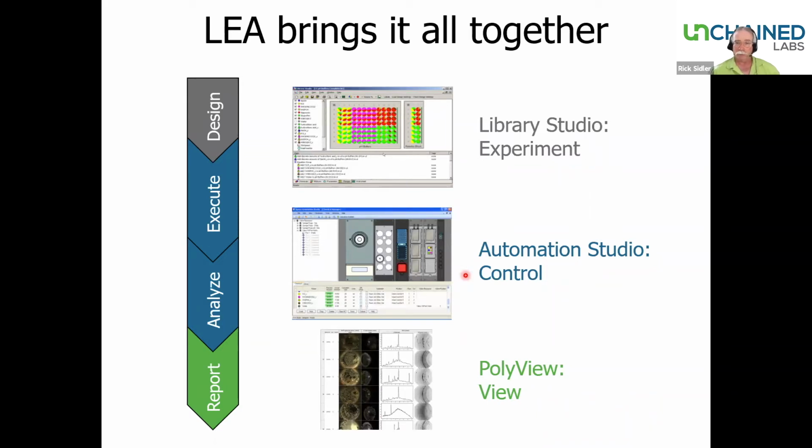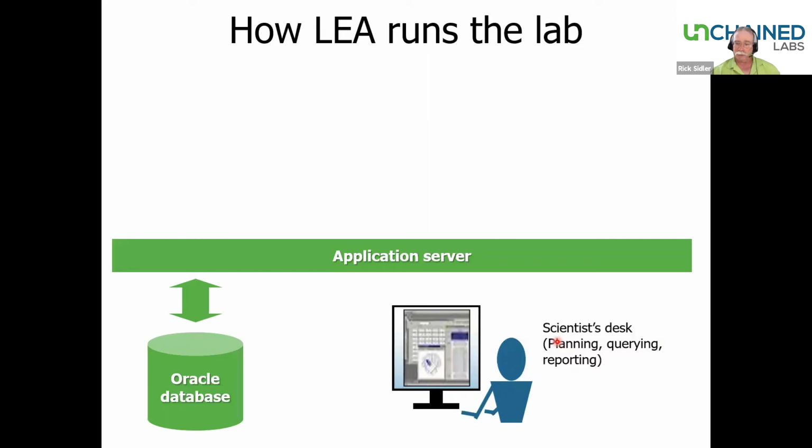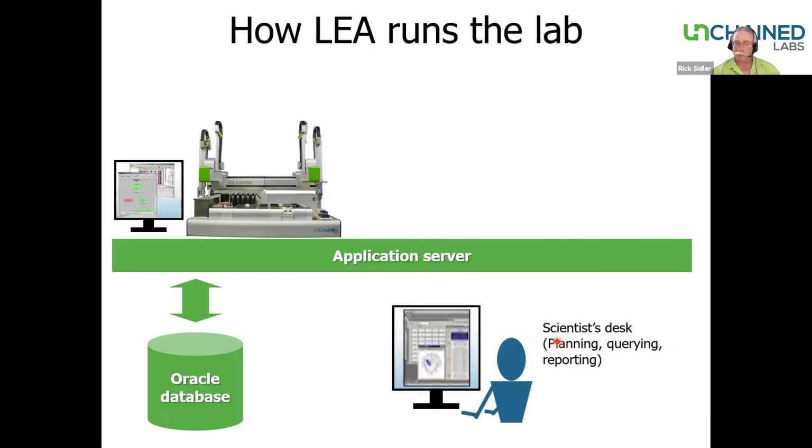All of that data can be pulled into a common database or repository so that we can use tools like Polyview or LEA Analysis for Excel to search that data, collate it, and view and generate reports. So how does LEA run the lab? Scientists at their desk could set up a set of experiments that they wanted to design. That design gets saved into a database where it can be pulled up by the lab automation equipment and executed.